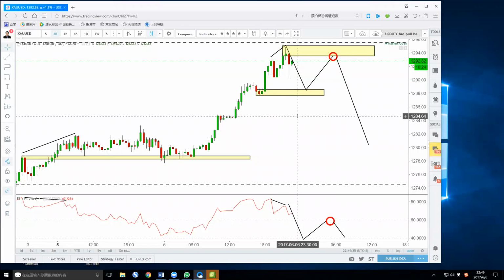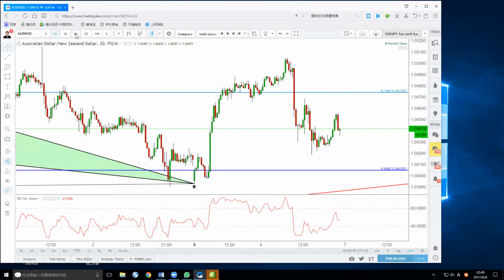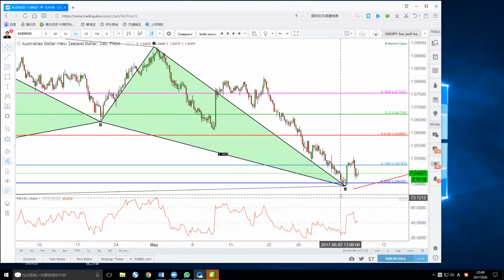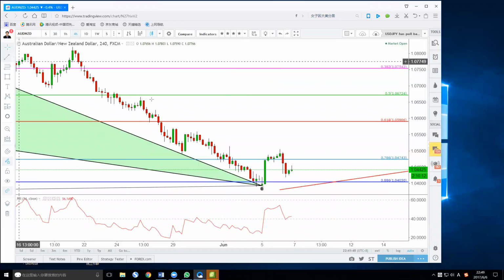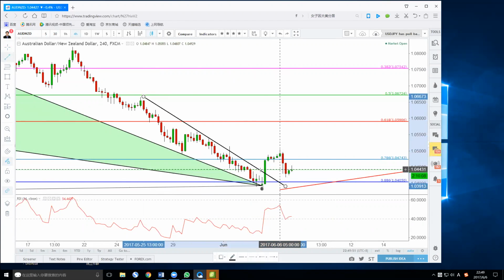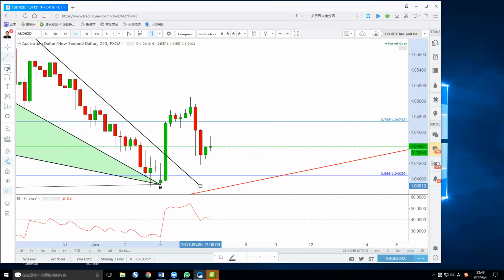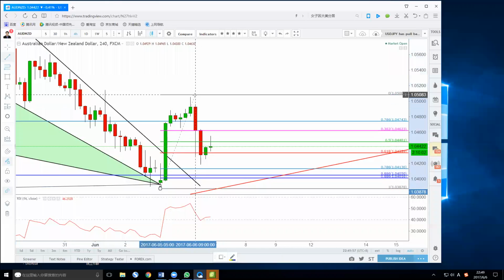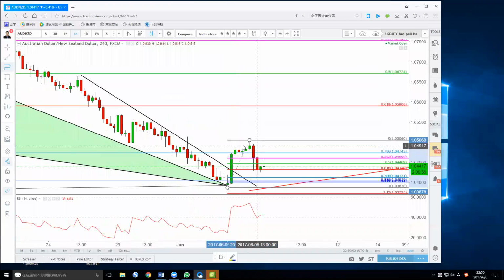Aussie Kiwi. Okay, Aussie Kiwi, what I feel is the bad pattern still works. From 1.0405 it's good to buy the Aussie Kiwi, and the price did break the downtrend line, so find a pullback to buy. Right now it has already tested the 618 level, so it's good to buy the Aussie Kiwi at 1.0430.